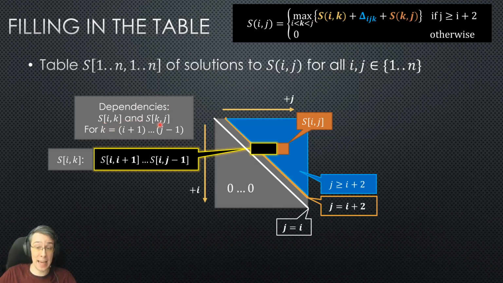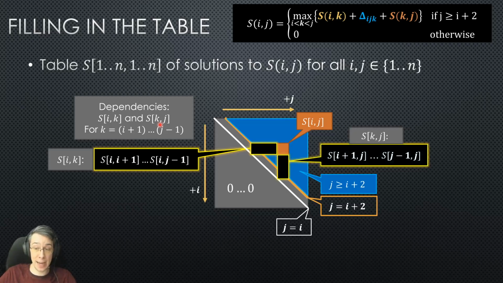What about the term S_kj? Well, for S_kj, we're varying the first index, right? So it's going to be S of something, j, and that is going to vary from i plus 1 to j minus 1. So we're going from S_i+1,j to S_j-1,j. So where does this appear in the diagram? Well, here's S_ij. S_i+1,j is going to be 1 lower, then S_i+2,j, and so on, all the way up to S_j-1,j. So we're going to go almost all the way down to j comma j, but only to j minus 1 comma j. So it's this black region here. So this red box depends on these two black regions.